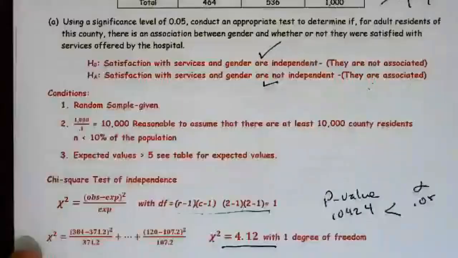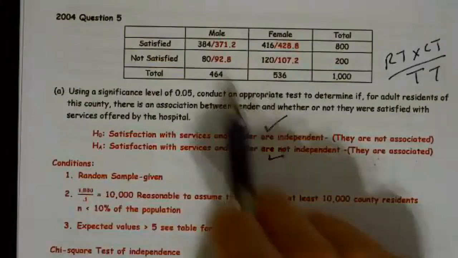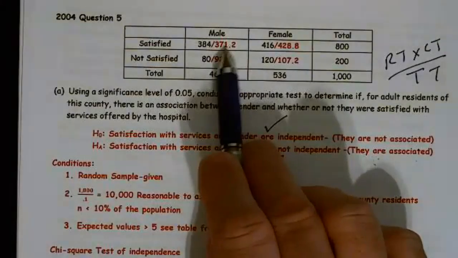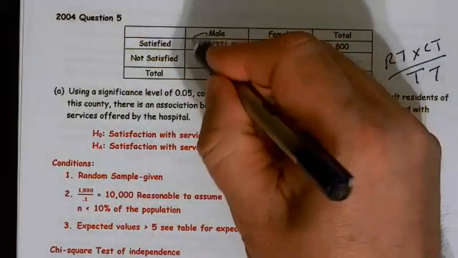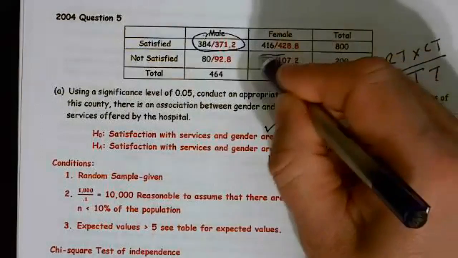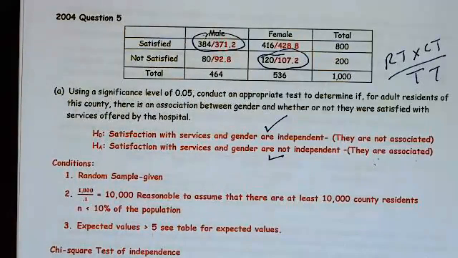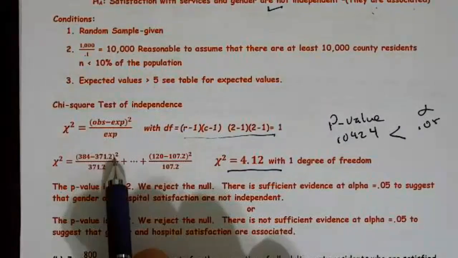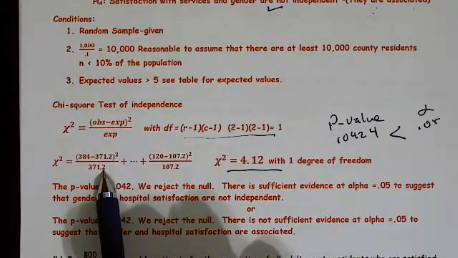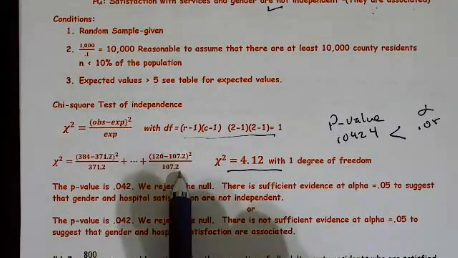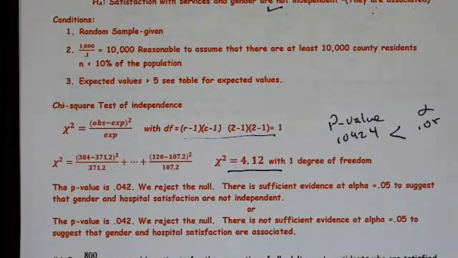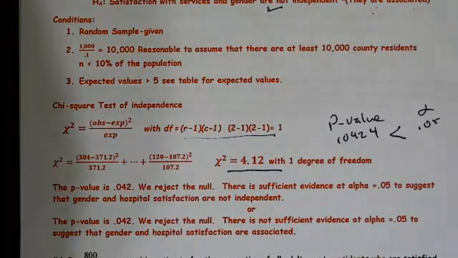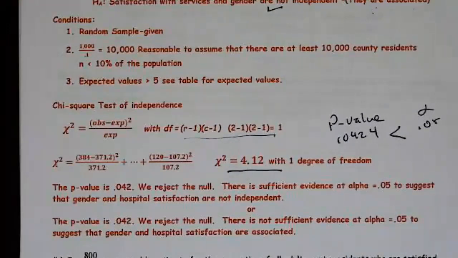All right, so I'm going to go observed minus expected squared over expected, and I'm going to take the first one, which is this one, and the second one will be the last one. The first one and the last one. So observed minus expected squared over expected, and observed minus expected squared over expected. So we have a small p-value, so there's plenty of evidence to say that they are not independent. In other words, we could say that they are associated.